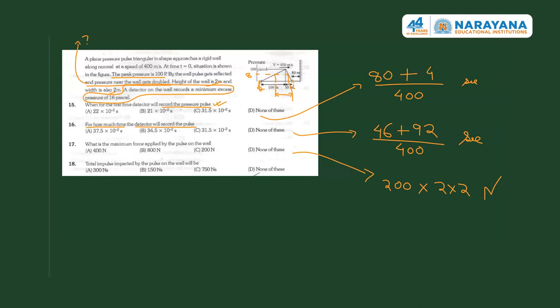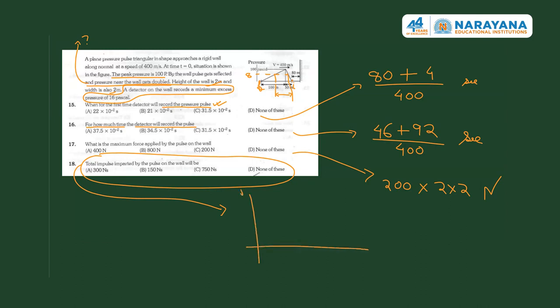And the last part talks about the total impulse which is imparted by the pulse on the wall. So for this, we can do one thing. To solve this, it's better to draw the force applied by the pulse on the wall versus time signal. Let us try to draw this.